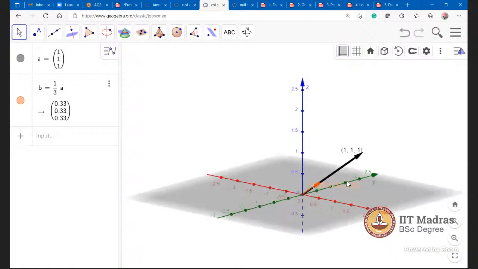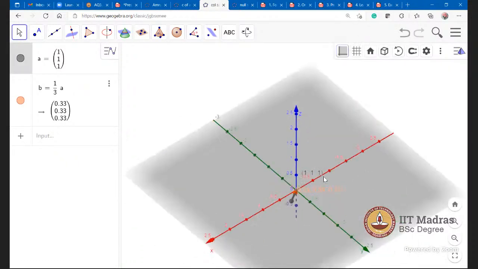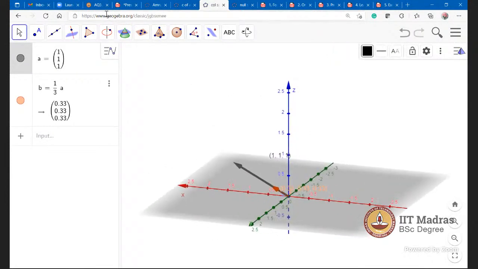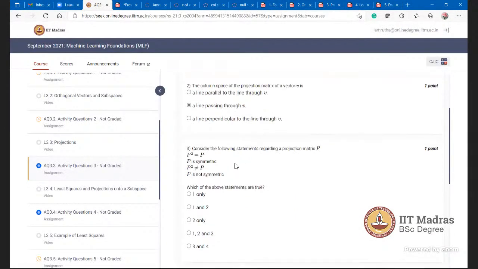When I multiply this with a vector V, it passes through this line. So that's why the column space of the projection matrix of a vector V is a line passing through V. I hope you understood how we obtain this. So that's why it is a line passing through V.